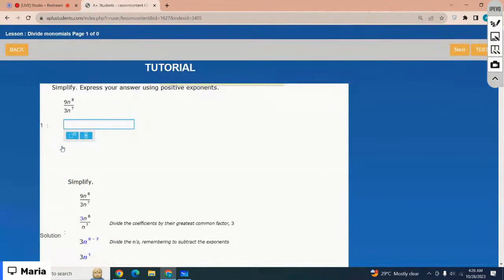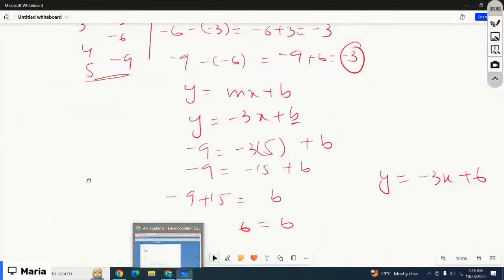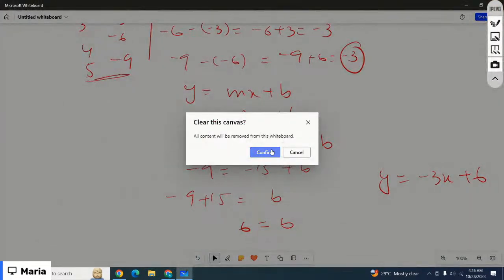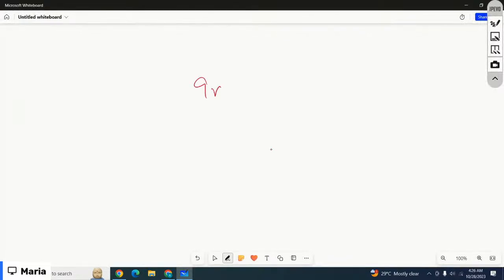Okay, simplify: 9n^8 divided by 3n^7. 9 divided by 3 is 3, right? n^8 and n^7 have the same base. When the bases are the same, you can subtract their exponents. So it would be 3n^1, right?